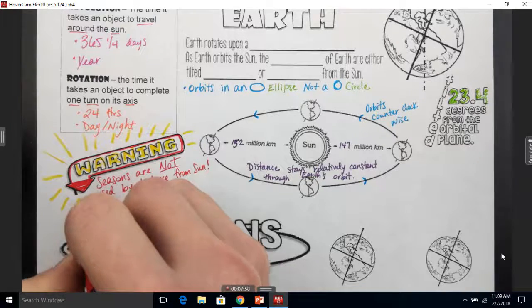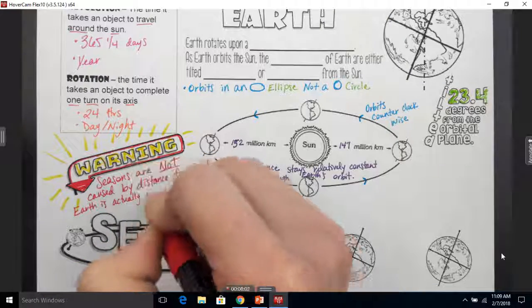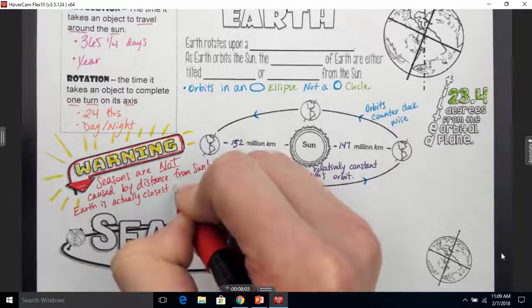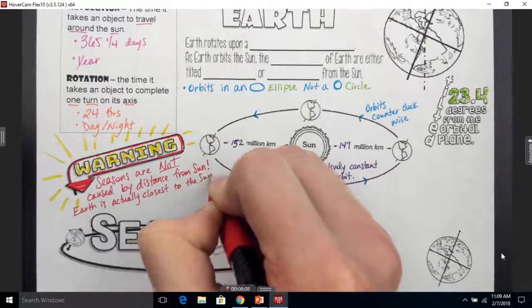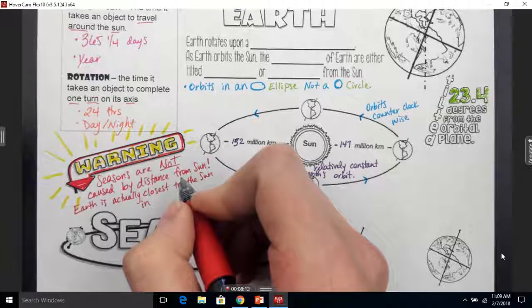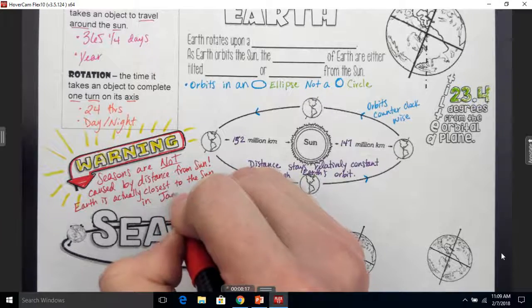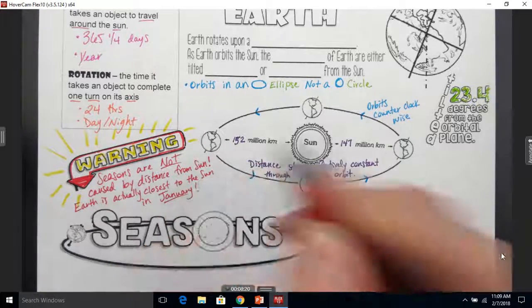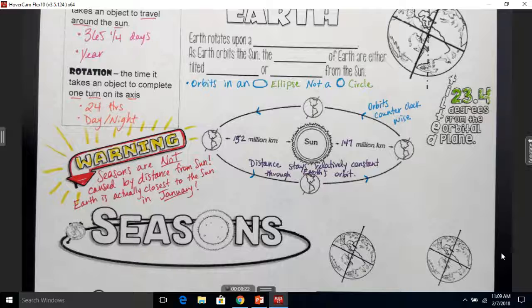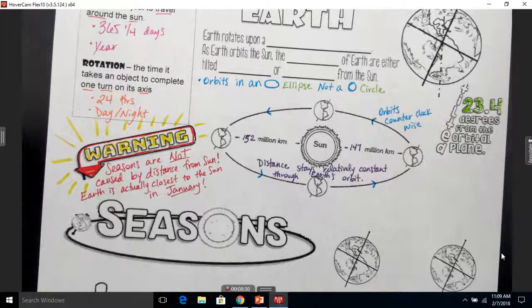Earth is actually closest to the sun in, anybody have a guess on what month? January. That's not why. It's just whenever he's right there, and that's the closest to the sun. That's the point that I'm trying to make to you.